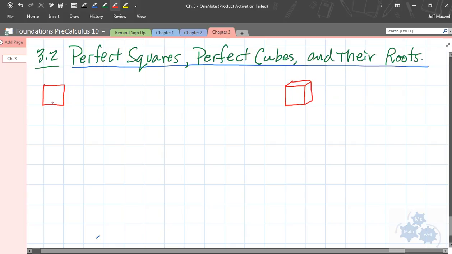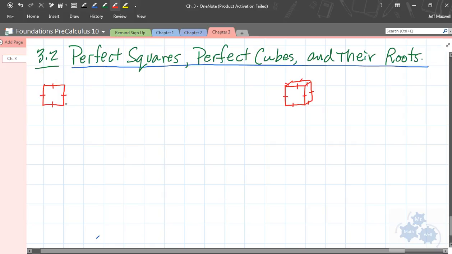So we note the fact that all of these are the same length by giving them the same little mark on each side. And of course, a cube has six square faces for this three-dimensional figure, right? All of these sides are the exact same. You don't normally have to put those marks on, but that's what it would look like, okay? A perfect square and a perfect cube.